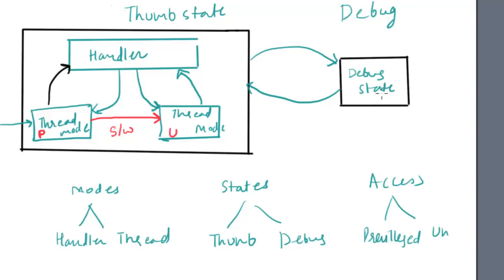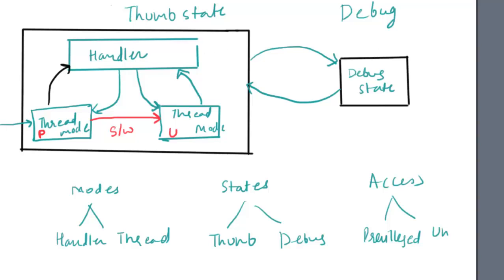So the importance of debug state is you can actually go inside the processor and execute the instructions step by step and see what is going wrong. This is pretty handy when you want to debug various applications and code that you write.